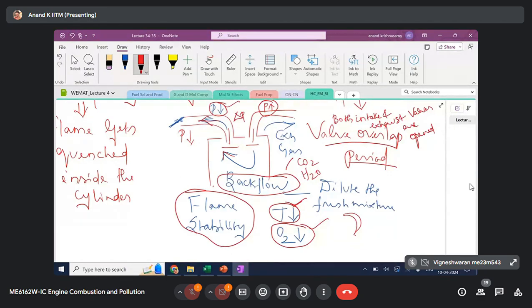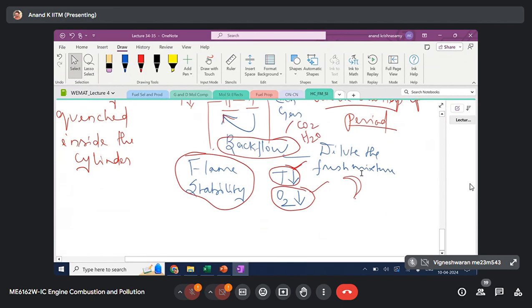Especially during the later part of the expansion stroke, and when the combustion gets started late. If you have a late combustion, the flame during the expansion stroke will lose its stability, because you have lower temperature due to the diluted mixture, and there is a lower oxygen content in the cylinder. So when the flame moves towards the unburned mixture, this unburned mixture is at a very low temperature. Here you have burned gas, here you have unburned gas, and the flame is propagating towards the unburned mixture.